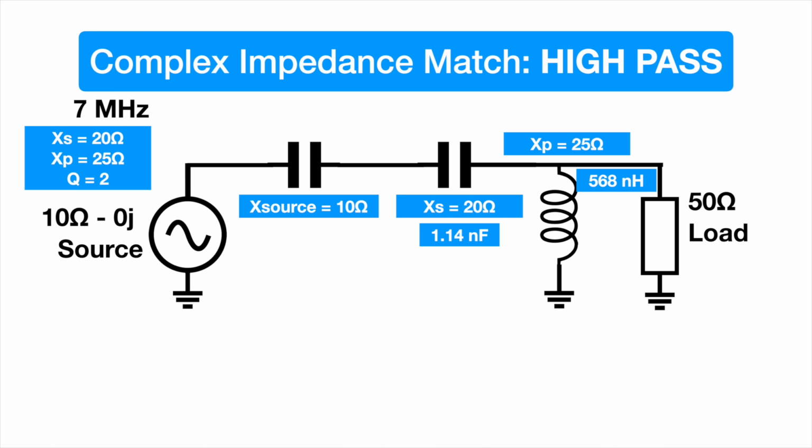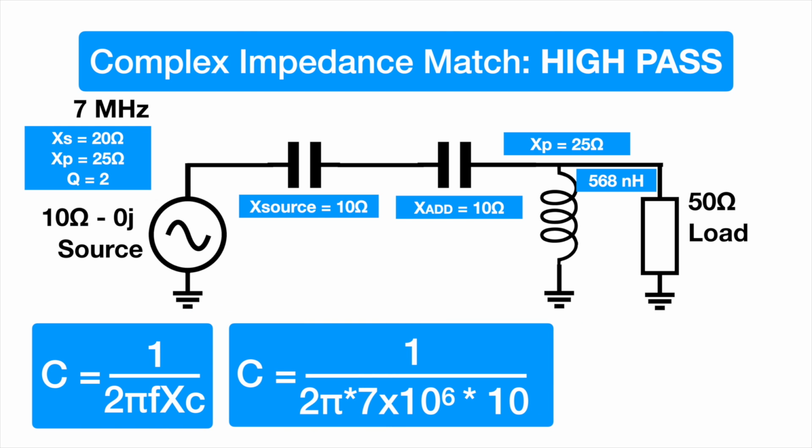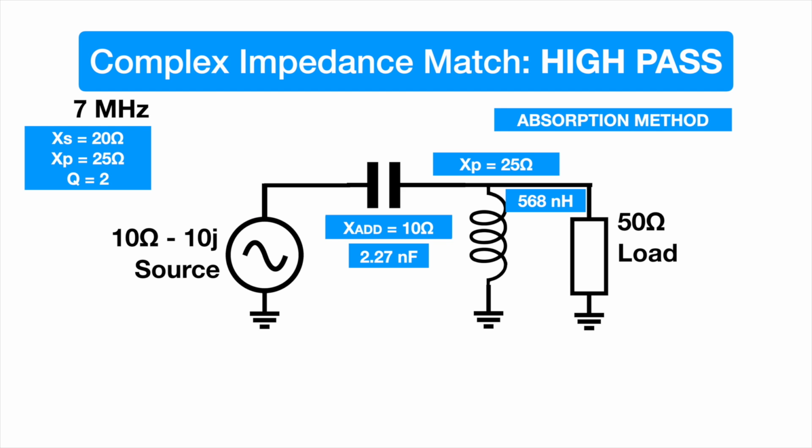If you plug those in, that's the additional one that we're putting in there, you rearrange the formula of capacitive reactance and it will give you 2.27 nanofarads. And if we clean it up, that's what it looks like. And so we've done exactly the same thing, only this time we've done it with a capacitor instead of an inductor because we started with a capacitive reactance at the source.